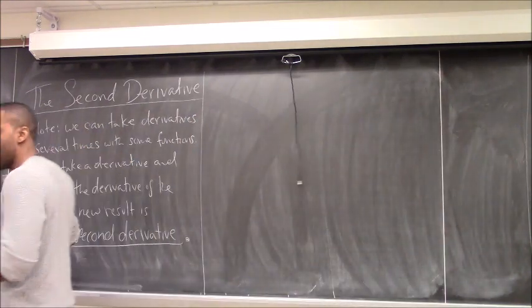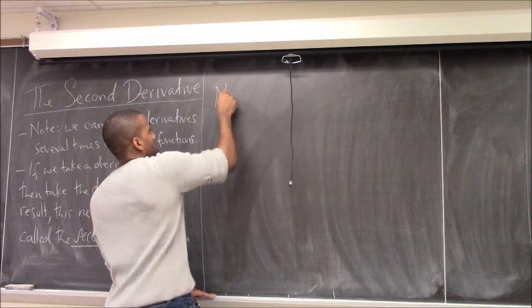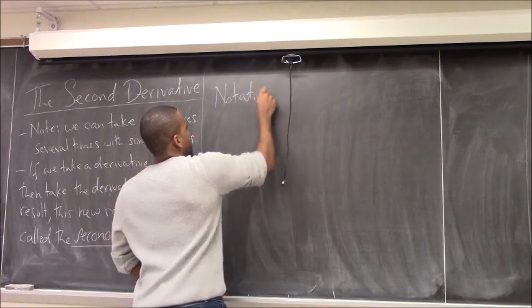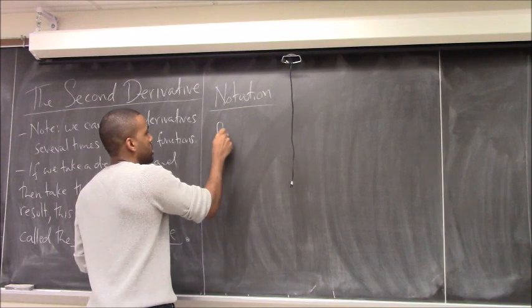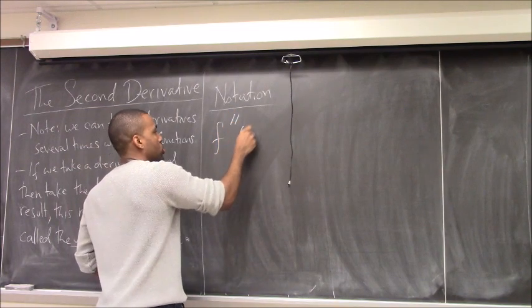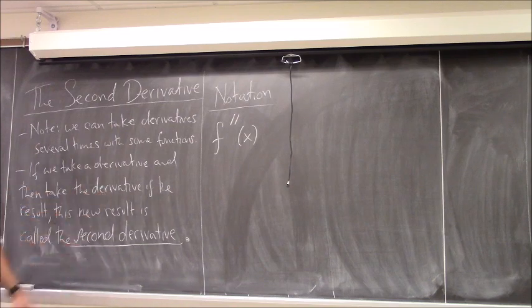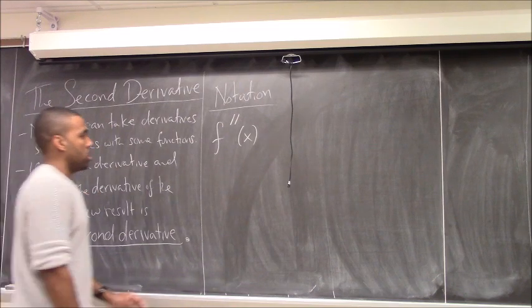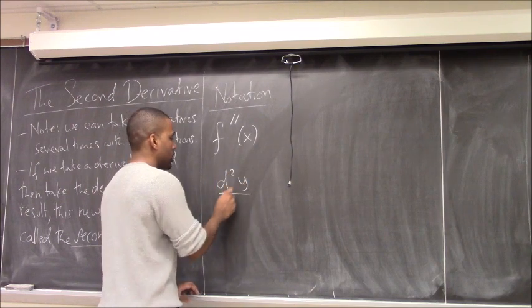Right, but there are uses to higher derivatives, but for now we only actually care up to the second derivative. So the notation for this, you do have a prime notation, so it's f double prime. You put 2 notches instead of 1. That just says I took a derivative and then I took the derivative again. In terms of the Leibniz notation, it's d squared y dx squared.